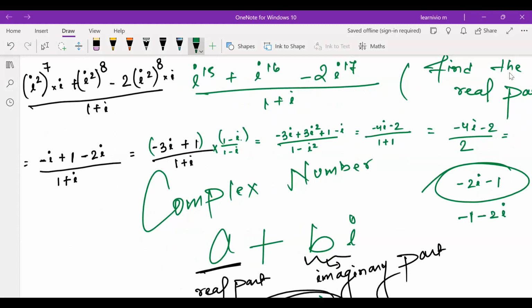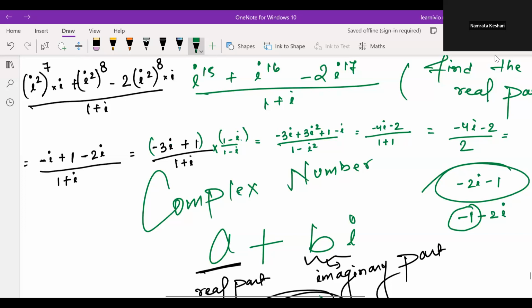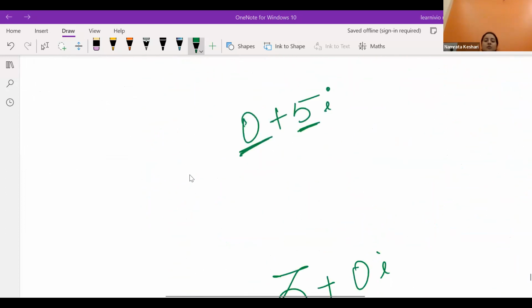Now, what is the real part? Minus 1 is the real part. What is the imaginary part? Ali and Alina? Minus 2. Minus 2. Is it crystal clear how to do the calculations here? Yes, ma'am. Okay, let's continue.